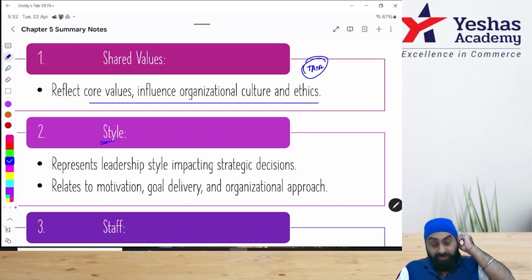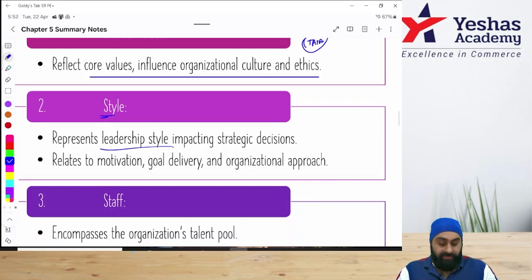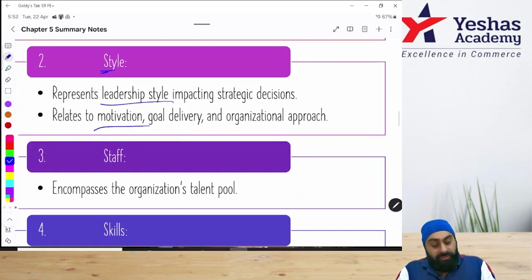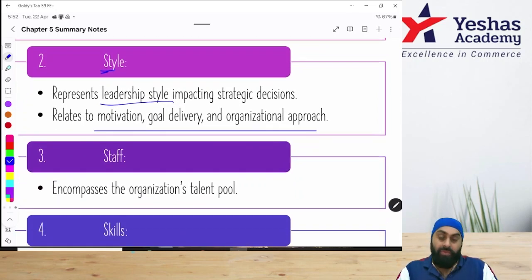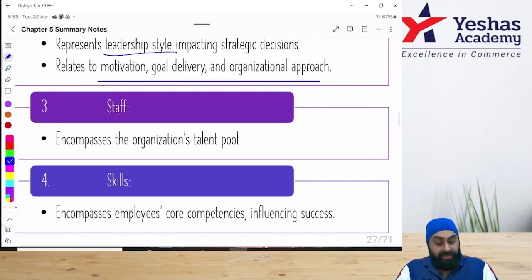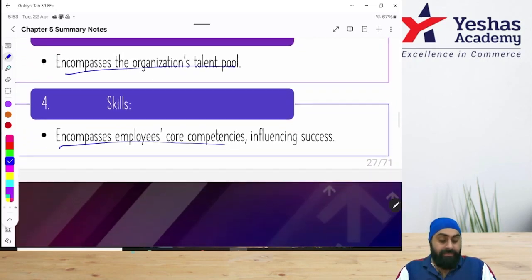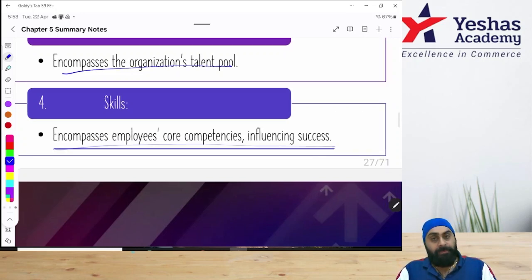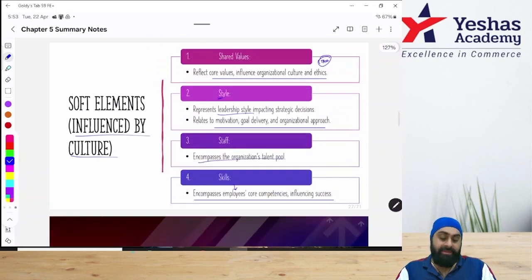Here we're talking about style, we're talking about leadership style. We're going to talk about this in an upcoming session, which is transformational leader or transactional leader. How do we motivate people? What is the organizational approach? How do they work? That is very important. The third S in soft S is staff, which encompasses the organization's talent pool, skills, and employees' core competencies, and influences success. See, without skill, an organization cannot work. You have to train your employees to enhance their skills. So this comes under the soft S category.